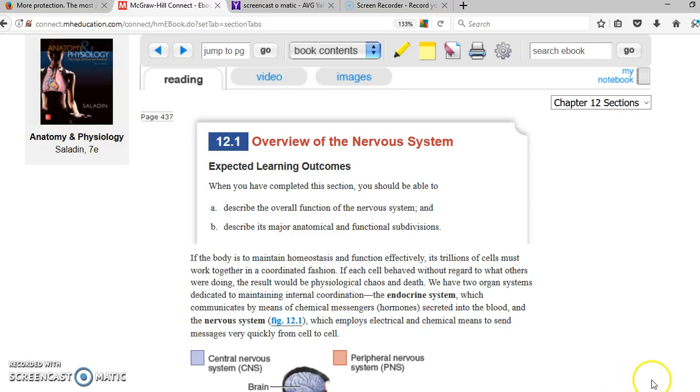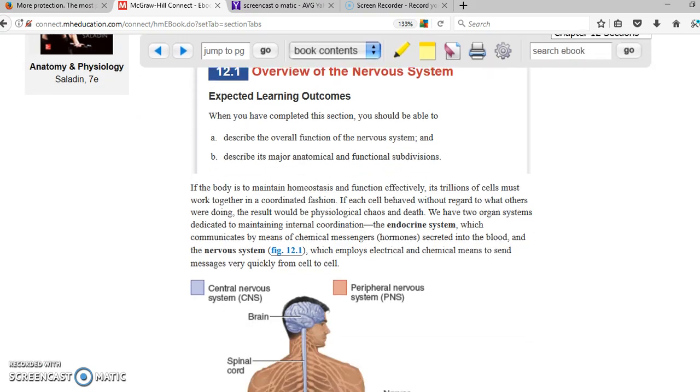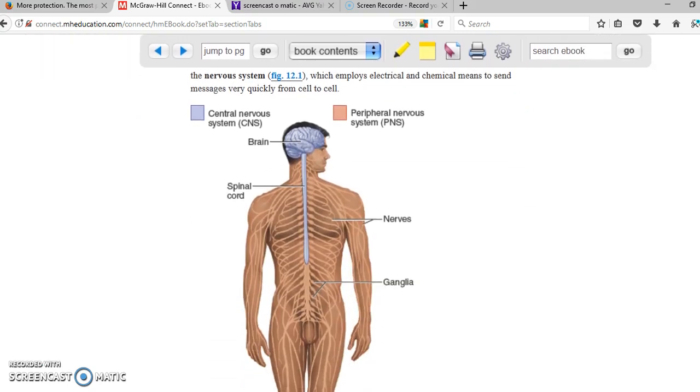Okay, let's start with this new chapter 12, where we are going to cover the nervous tissue. Right here we have the first part, which is the overview of the nervous system, and we are going to see right here that we have a body. So the main job of the nervous system is to be able to control everything that's going on with our body. For that reason, let's use an example.